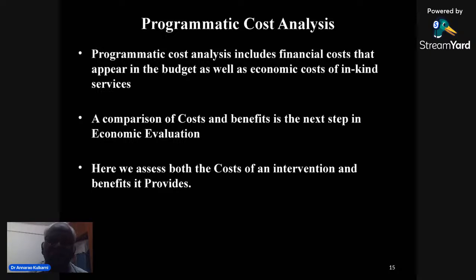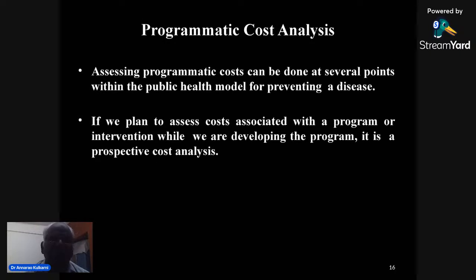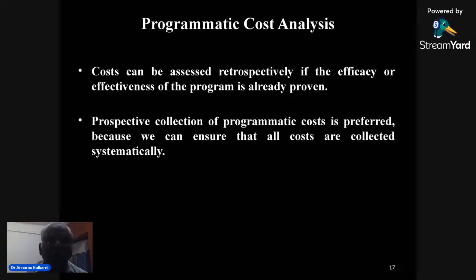A comparison of costs and benefits is the next step in economic evaluation. Here, we assess both the cost of an intervention and the benefit it provides. Assessing programmatic costs can be done at several points within the public health model for preventing disease. If we plan to assess costs associated with the program or intervention while we are developing the program, it is called prospective cost analysis. Costs can be assessed retrospectively if the efficacy or the effectiveness of the program is already proven and the program is already in use. So this is a retrospective analysis.